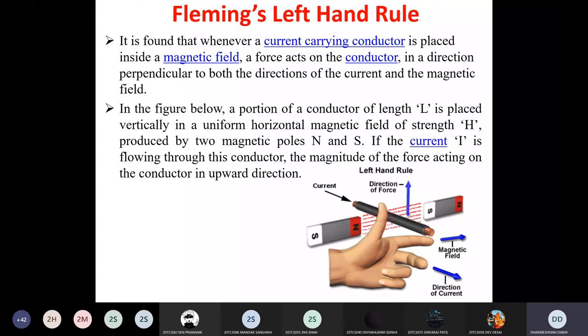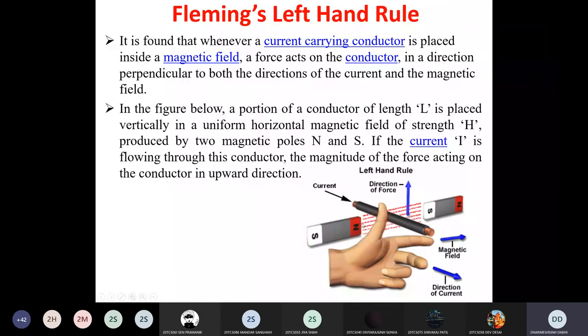So why does motion happen in the motor? By providing the supply of energy. That is because of the force acting on the conductor as per Fleming's left hand rule. But in the electric motor, we do not have the N and S pole like here, where we have N and S pole that is a permanent magnet.